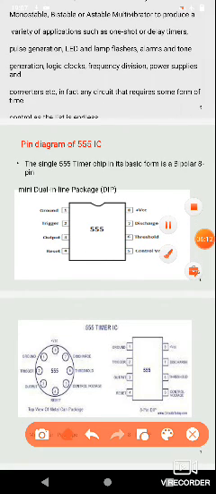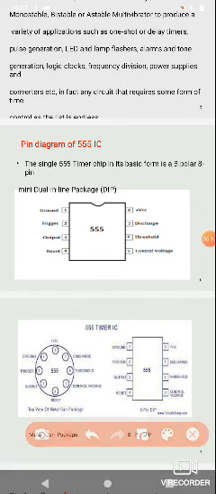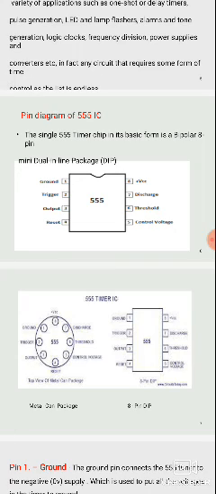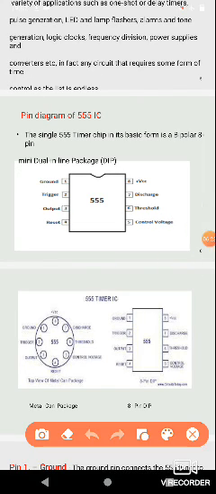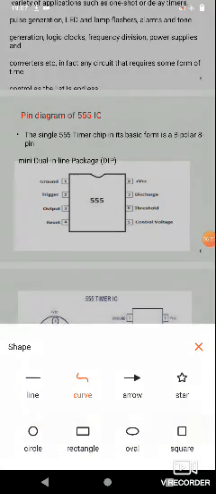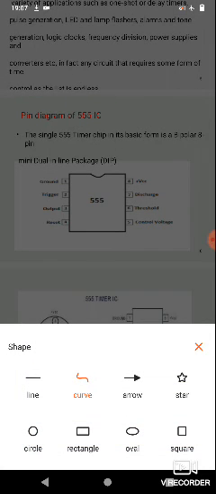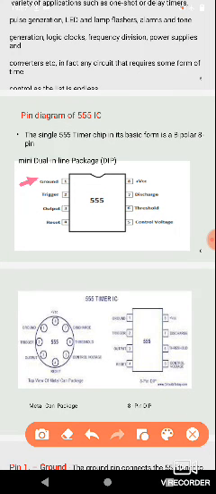So this is the 555 IC structure. The 555 IC has 8 pins. The first pin is called the ground pin. So this is the ground pin.